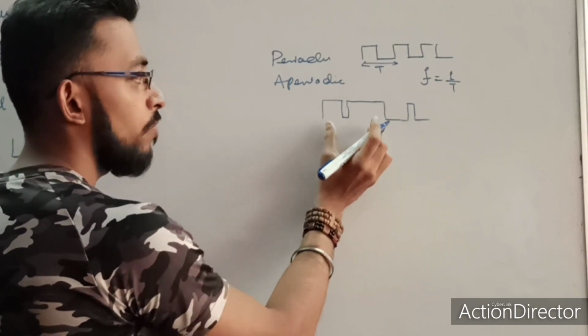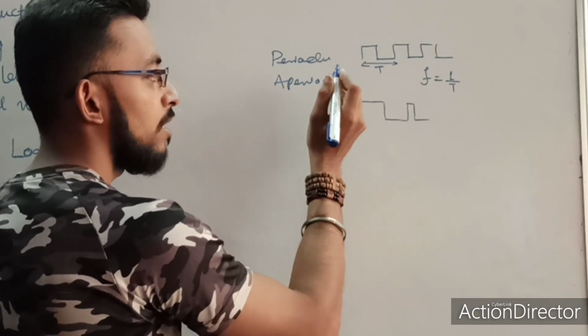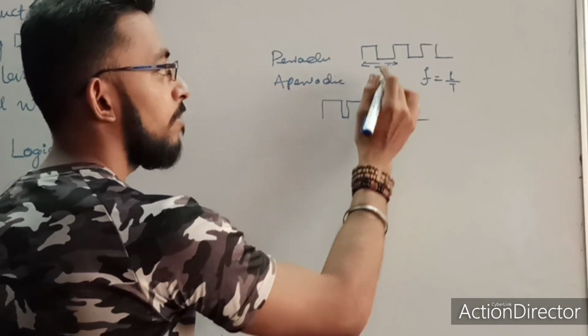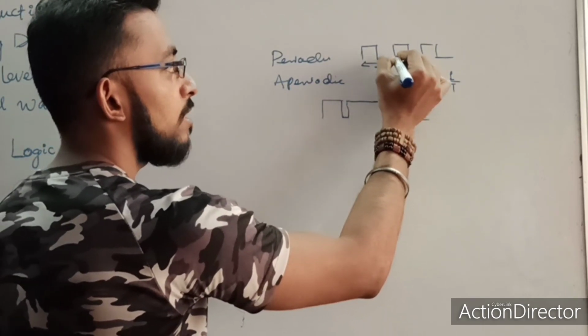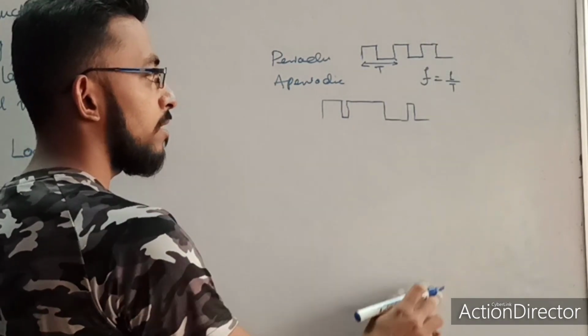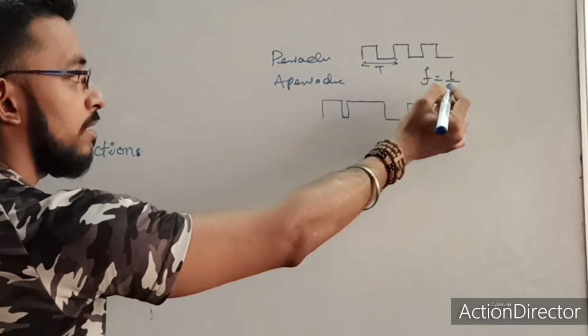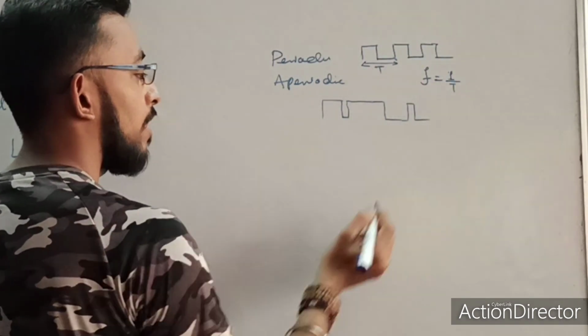Could you find any period in this signal? Because this signal is not repeating after a certain interval of time. Here you see, this is the signal, after this time it is repeating after some time. So this is the periodic train of pulse, and this is the aperiodic train of pulse. And this is the frequency; if time is given in the question, you can find the frequency.